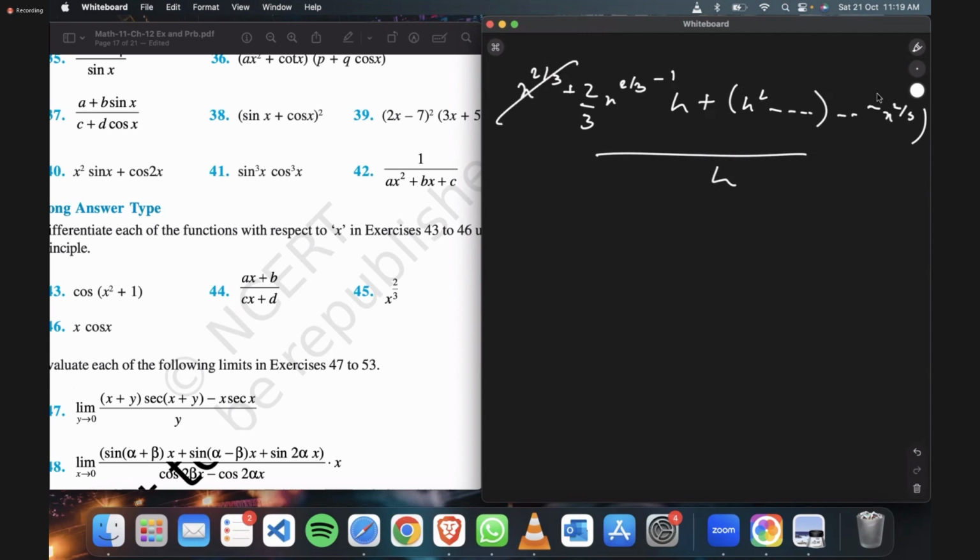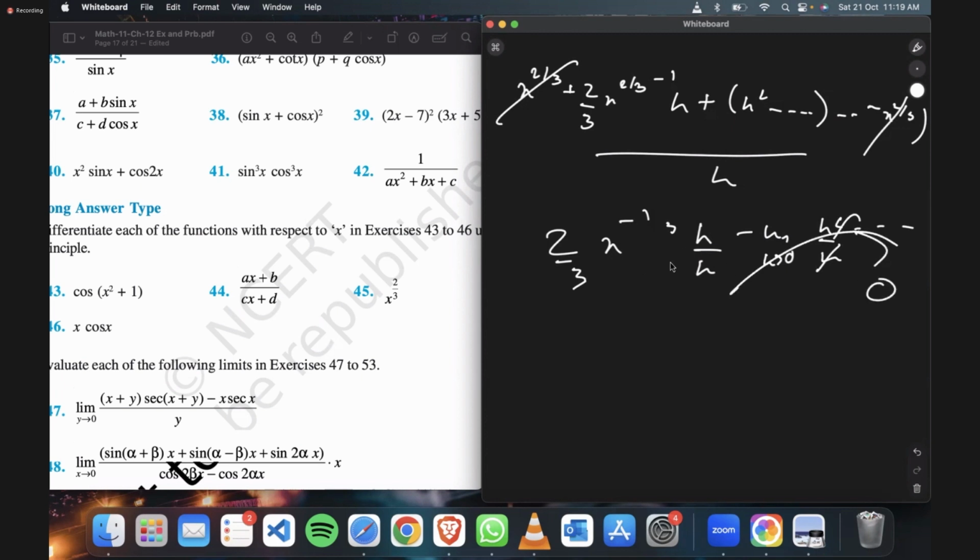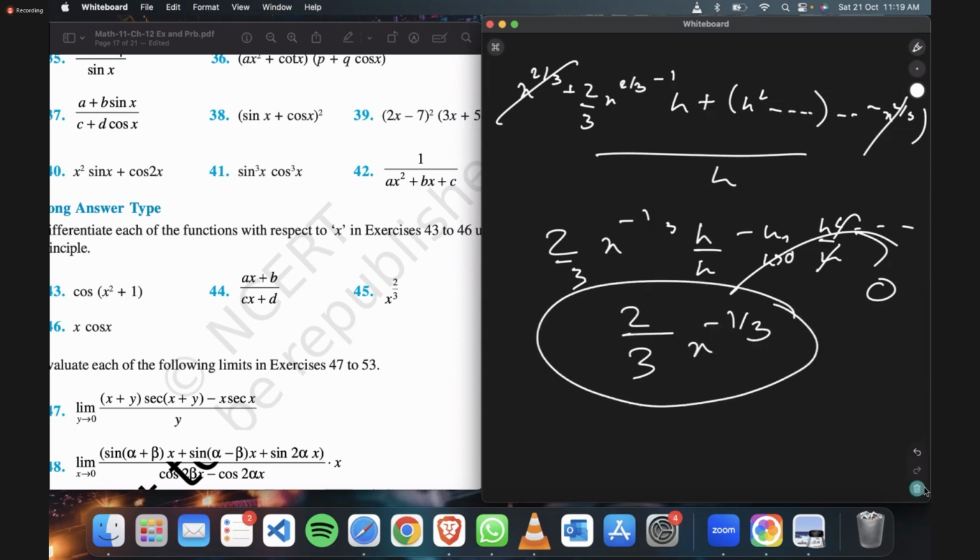this and this are getting cancelled out. So I'll be having 2 by 3 x to the power minus 1 by 3 times h by h, plus limit h tending to 0 of h square by h, and further terms down the line, and this is going to be equal to 0, whatever part will be there. You'll be getting an answer with this part only. So 2 by 3 x raised to the power minus 1 by 3 is the correct answer for this part.